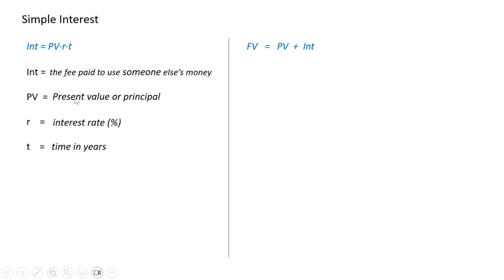Okay, now these two formulas are the ones that you're going to be using. But let's derive the other formula. If you notice, my interest is PVRT, so I'm going to substitute PVRT for the interest, and then I'm going to factor out a PV, which is the present value. So this is my other formula: the future value is equal to the present value, parentheses, 1 plus the interest rate times the time.